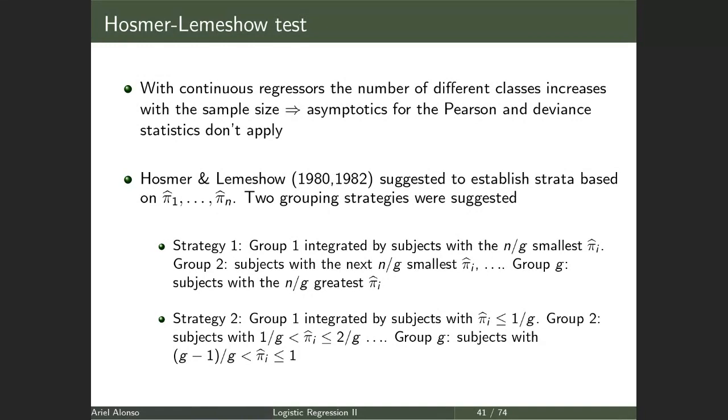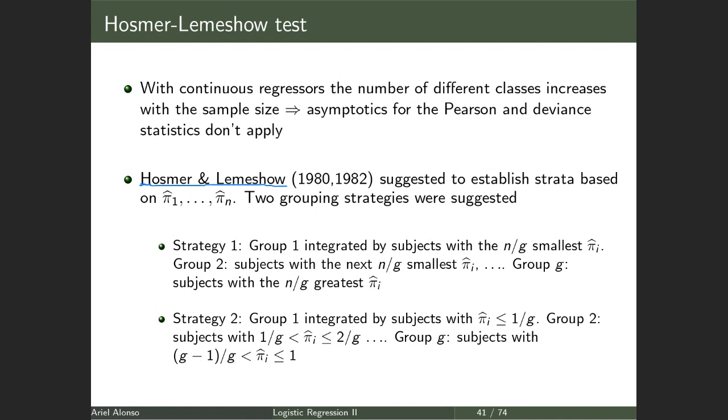But in another case, you don't have repeated observations. Every value for the vector of covariance is associated with only one individual. You cannot apply the chi-square or the deviance test in such a setting. But there is another type of test called the Hosmer-Lemeshow test. And what this test does, well, guys, it just creates categories in the data.